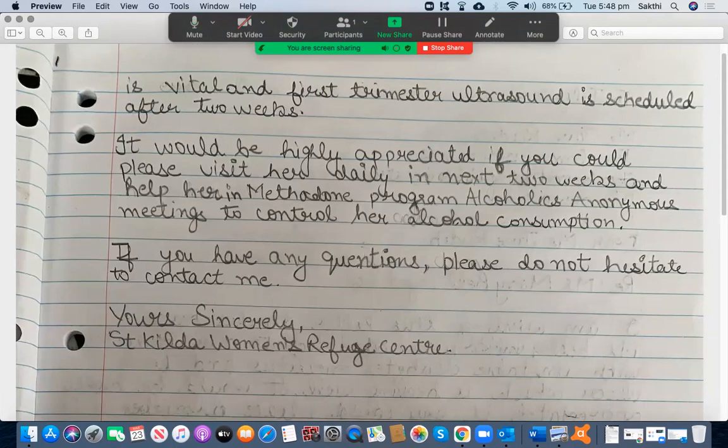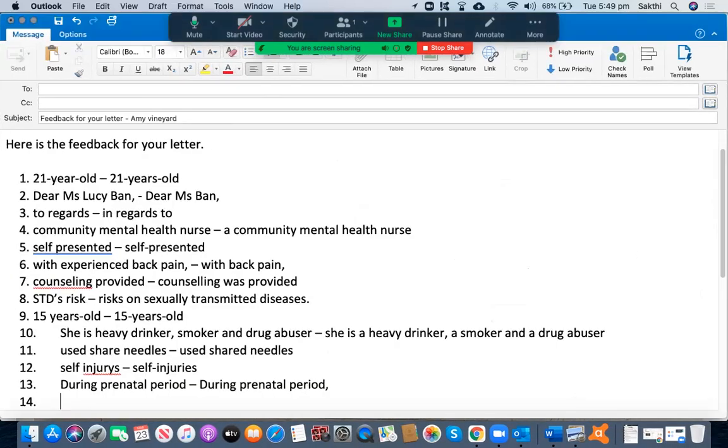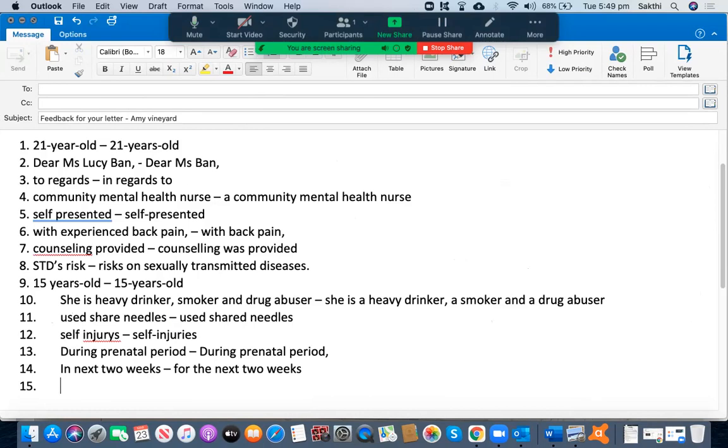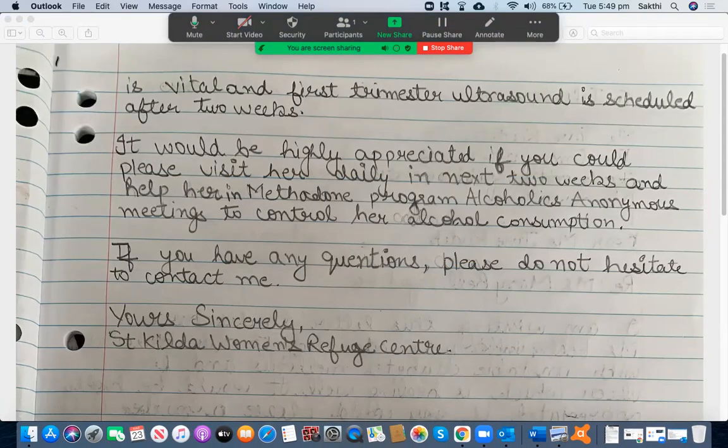Maternal is vital and first trimester ultrasound is scheduled after 2 weeks. That's okay, that's good. It would be highly appreciated if you could please visit her daily in next 2 weeks and help her in methadone program, Alcoholics Anonymous meetings to control her alcohol consumption. That's okay. So what you could have done is write for the next 2 weeks, instead of in next 2 weeks, because she needs to visit her every day for the next 2 weeks. All right, and help her out. Yeah, so everything else is all good.